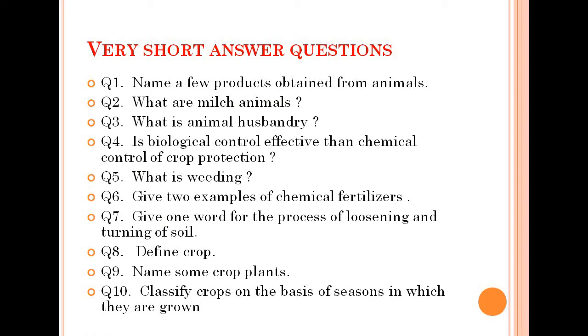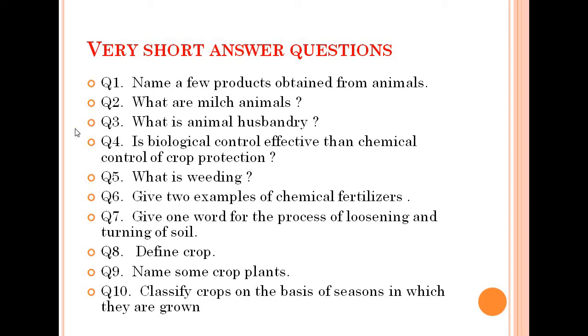Name a few products obtained from animals. Some of the animal products are milk, butter, ghee, eggs, meat, fish, etc. What are milk animals? Milk animals are those animals that produce milk, such as cows and buffalo. What is animal husbandry? Rearing animals on a large scale for food and other needs is called animal husbandry.